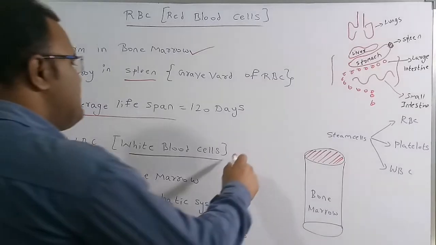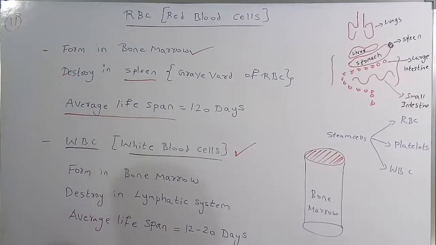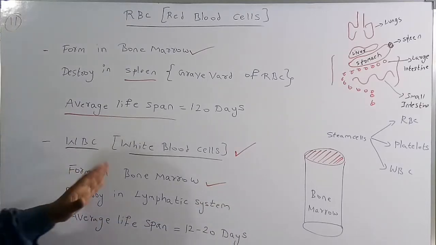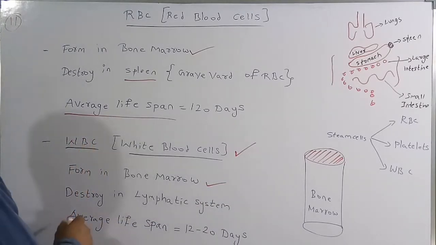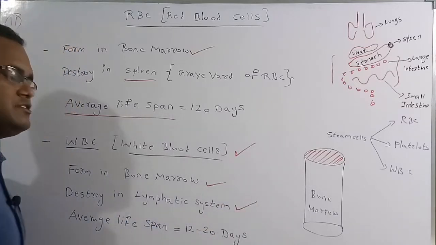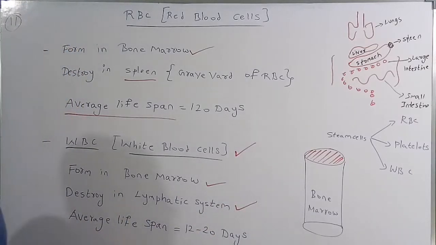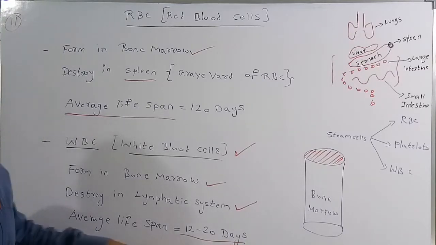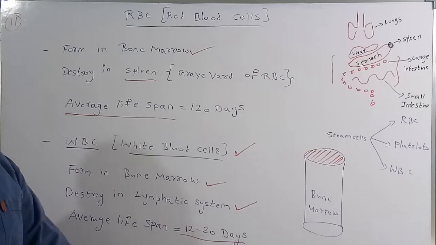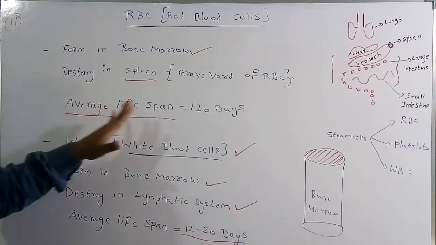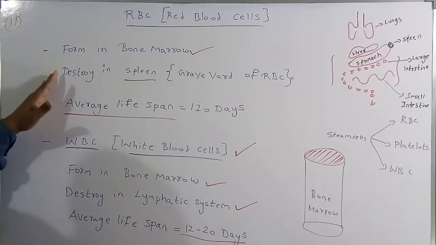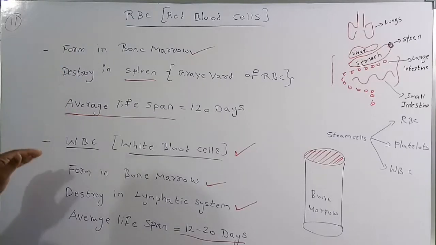But if you come to the white blood cells, WBC means white blood cells. They form in the bone marrow. So RBC and WBC form in the same place, which is bone marrow, but WBC are destroyed in the lymphatic system, and the average lifespan of the WBC is 12 to 120 days. So it is also a very important question. The average life of the WBC is 12 to 120 days, and the average life of the RBC is 120 days. RBC forms in the bone marrow and is destroyed in the spleen, but WBC forms in the bone marrow and is destroyed in the lymphatic system.